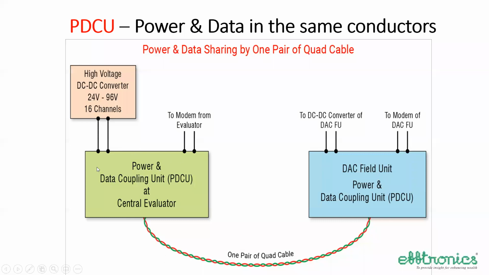So here we have given the power input and 2 wires are connected to evaluator. At the far end, these two terminals gives about 70 or 80 volts power supply after the voltage drop. And similarly, this can be connected, two wires can be connected to the modem of the field unit. So the modem of the field unit sends the data like this to the evaluator, and the power also travels like this to the DC-DC converter of the field unit. So that's how the power and data is happening in the same pair of the cable.